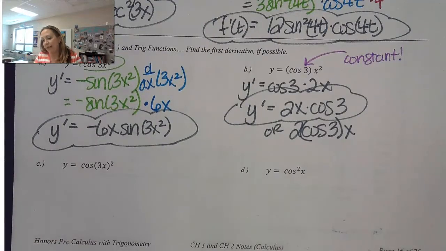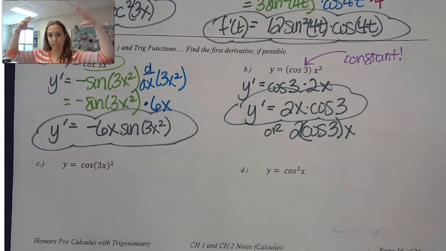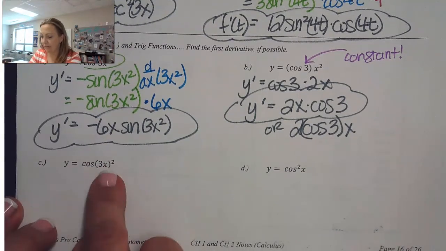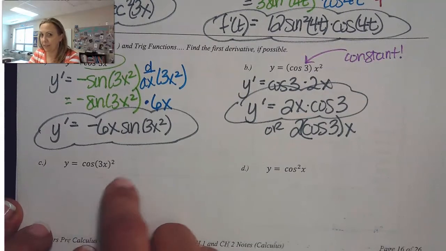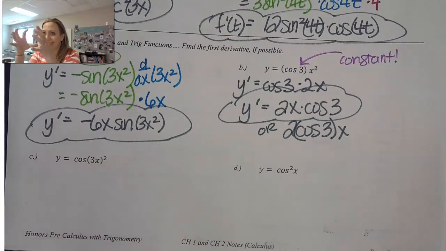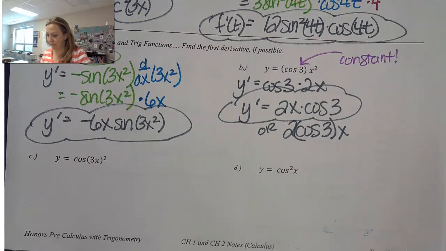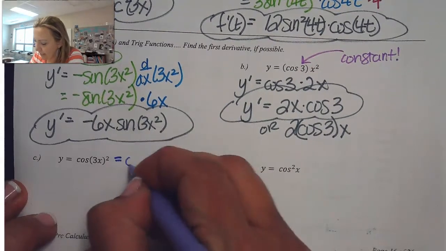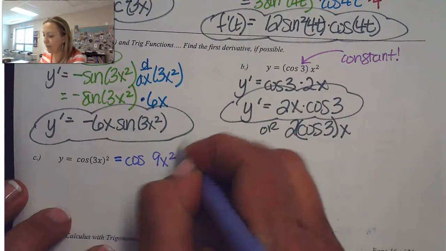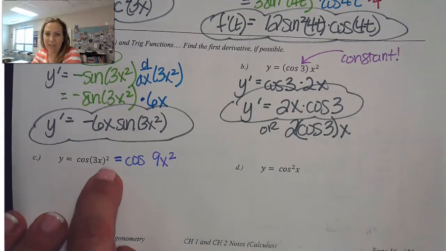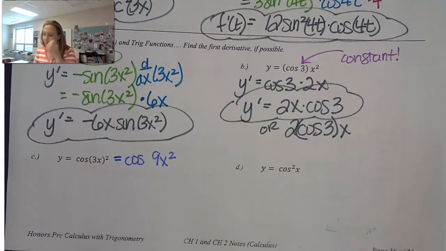In letter C, I have y equals the cosine of the quantity 3x squared. So you could think about this as a function in a function in a function, where the outside function is cosine theta, the inside function is u squared, and then the inside function would be 3x. But in this case, instead, I would simplify this. I would write this as the cosine of 9x squared. So remember, when the squared is here, we're not squaring the cosine, we're squaring the argument of the trig function.